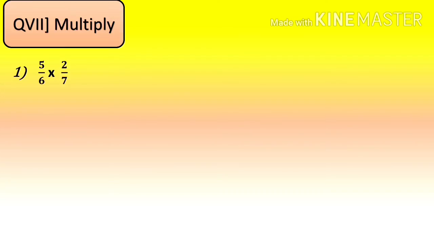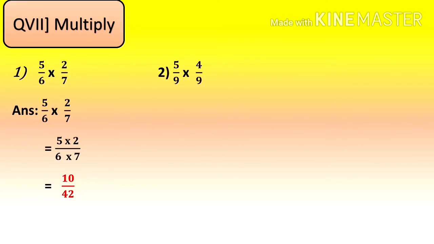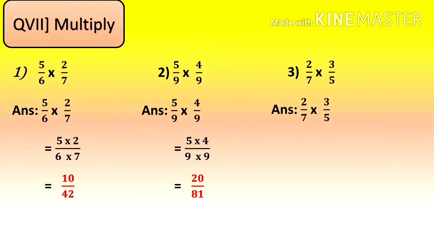Multiplication, what we do? We multiply numerator by numerator and denominator by denominator. So 5 into 2 upon 6 into 7. 5 times 2 is 10, 6 times 7 is 42. Same way we will do the second one also. 5 times 4 is 20, 9 times 9 is 81. And the third one is 2 into 3 and 7 into 5. 2 times 3 is 6, 7 times 5 is 35. Is that clear? Any doubt? Okay.